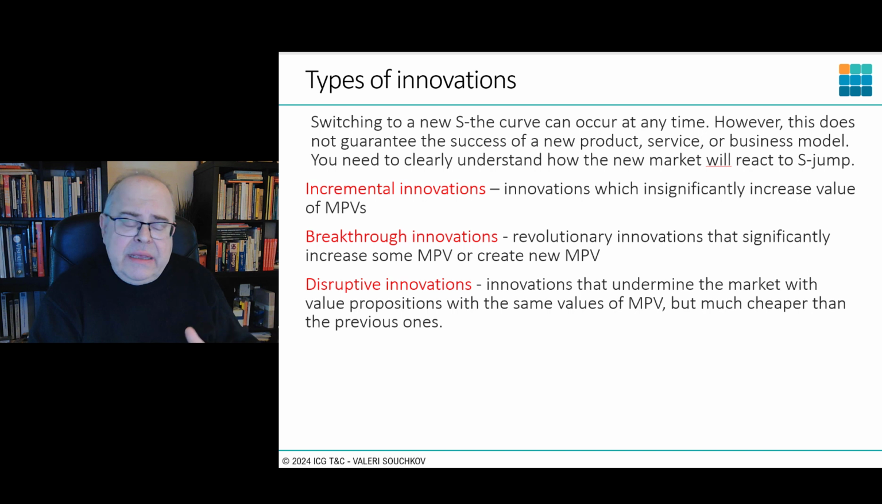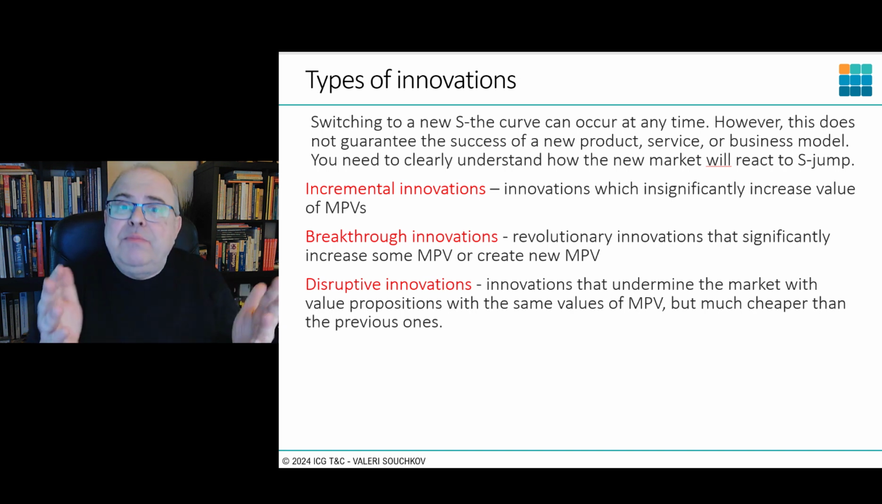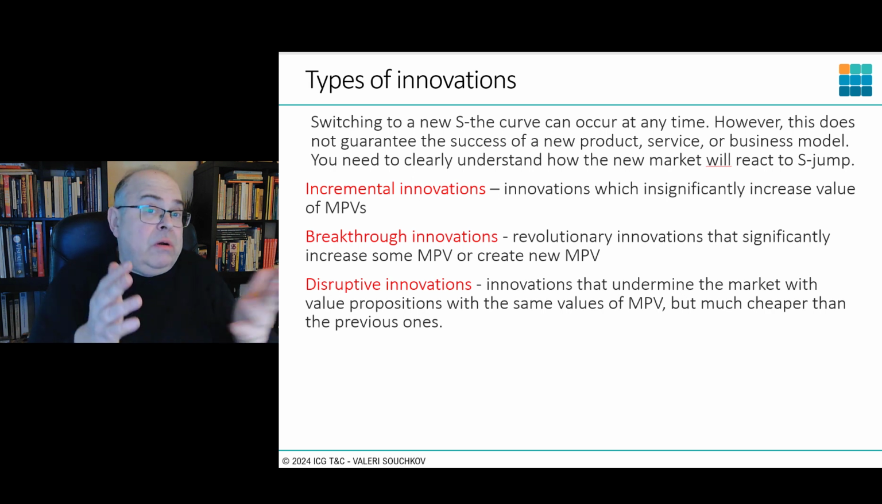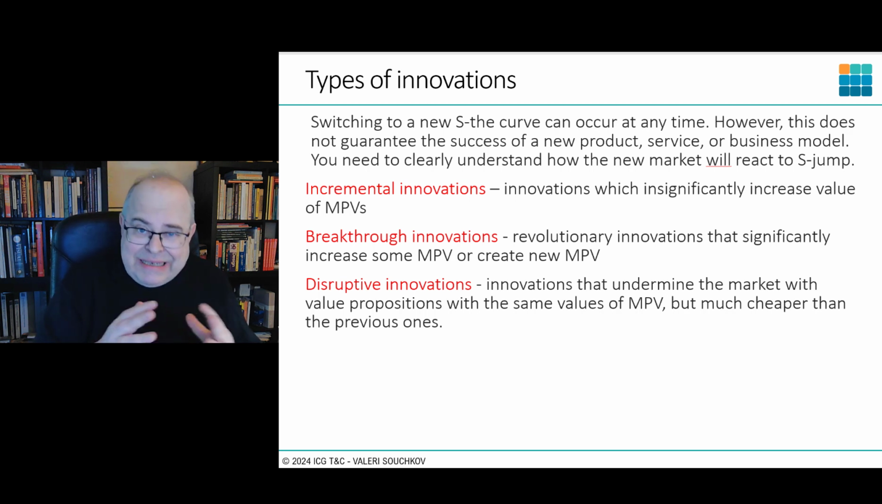However, beyond incremental innovation, there are two radical innovations. One is called breakthrough innovation. A breakthrough innovation breaks the barrier which doesn't allow some MPV to move further. It cannot move further because of the existing business model, for example. Or, well, maybe we talk about a technical system, because of the physical principle of action. So breakthrough innovation significantly raises the value of MPV.